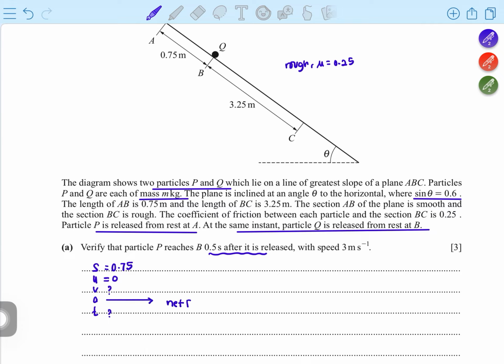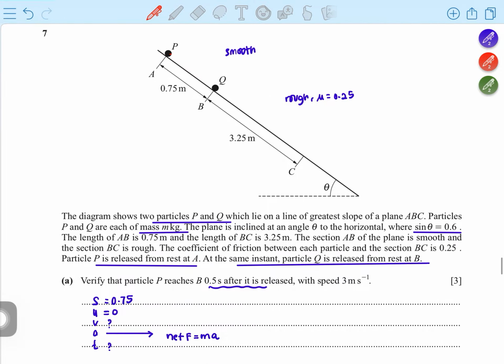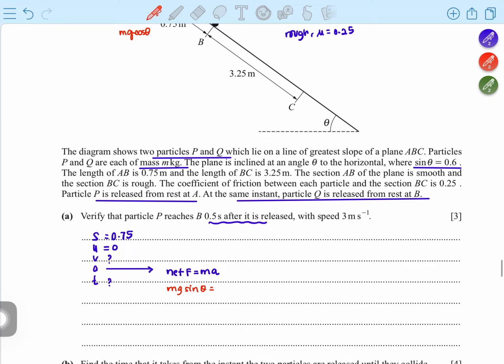I'm going to use net force equals ma. The only force that particle P has now is the component of weight. So what is that? mg sin theta. Can you see the other component of weight is here, mg cos theta. So mg sin theta equals ma. Cut the mass and you will get your a value, which is 6 meters per second squared.